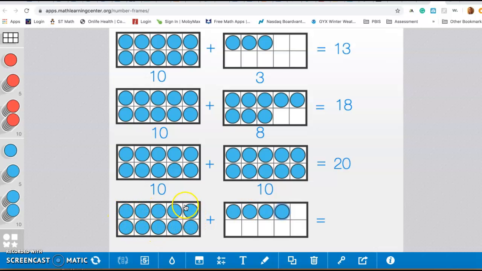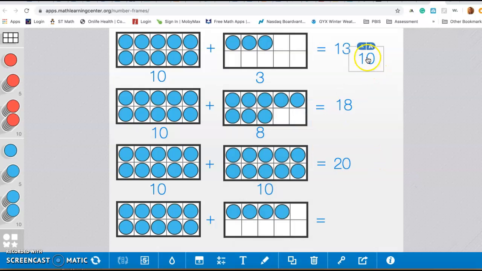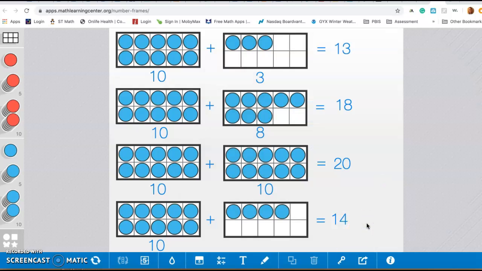Okay, so we have this whole 10 frame filled in. So we know that there must be 1, 2, 3, 4, 5, 6, 7, 8, 9, 10. So there are 10 blueberries there. So we have 10, and then if we keep counting, 11, 12, 13, 14. So that means we have 14 total. So 14 total blueberries they had.